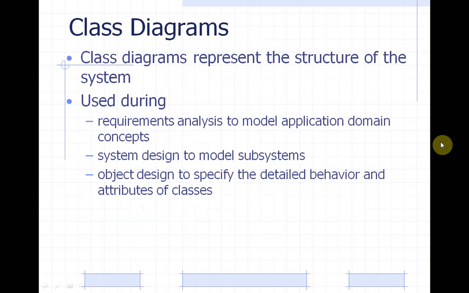Now let's see the class diagram. The class diagrams represent the structure of the system. The class diagrams are used during the requirements analysis to model application domain concepts. The class diagram also can be used in system design to model subsystems. They also can be used in object design to specify the detailed behavior and attributes of classes.